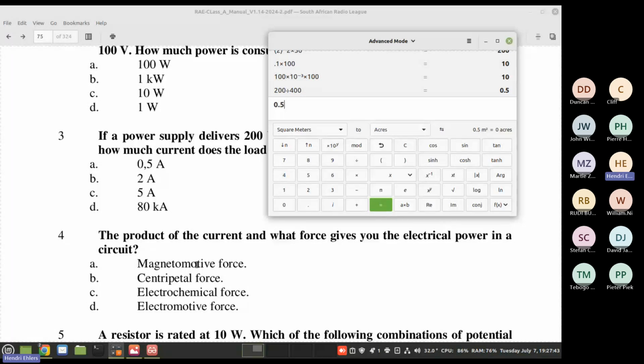Right, we didn't actually read this one. I should have marked it in the book. The product of the current and what force gives you the electrical power in a circuit? In that case, it's not magneto... it is electromotive force. So that is D.